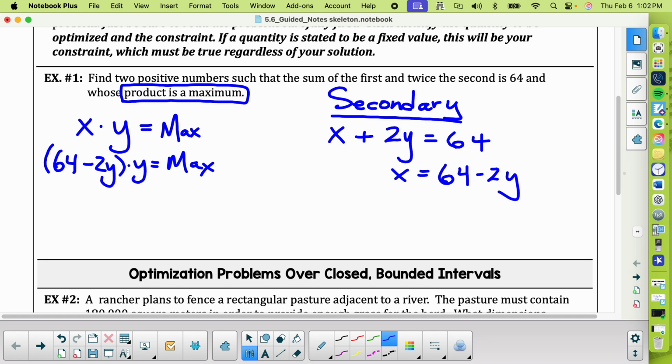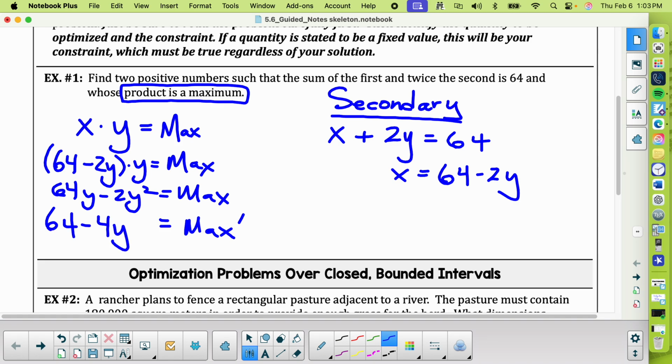Vincent, do you remember how we find critical numbers? When the first derivative is equal to 0 or undefined. Excellent job. Okay, so now I need to find this derivative. So I want to find Max prime. You don't have to know what this represents. Okay, so instead of doing product rule, I think I'm going to multiply it out, because that derivative will be very easy. So Max prime would be 64 minus 4y. And Vincent told me to make this equal to 0 or undefined.